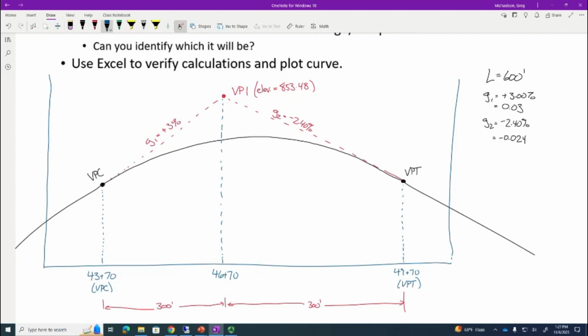I propose to you that you can do that without any curve equations at all. Let's start off with the VPC. Would you agree the VPC is lower than the VPI? Yes. How far is it horizontally from the VPI to the VPC? 300 feet. What is the slope of that line between the two? 0.03. I seem to remember somebody telling me a long time ago that the slope is the change in y over the change in x. So the change in y is m times the change in x. So how could you compute the elevation of the VPC quite easily? Take the elevation of the VPI and do what to it? How about this?